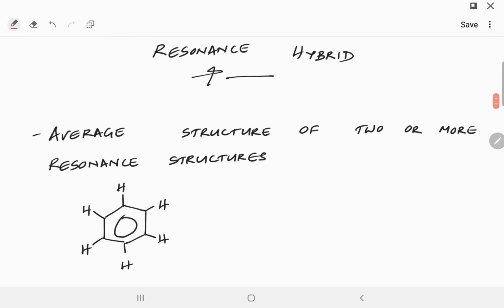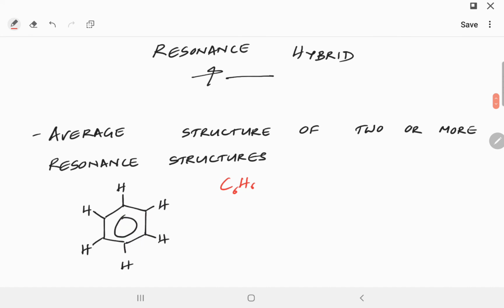And of course, the resonance hybrid is going to be the most stable structure of the molecule, and that is the closest structure to the actual chemical structure of a chemical compound. So in here I have a resonance hybrid for benzene. The benzene chemical formula is C6H6. You can draw the structure for benzene as a hybrid form like this. The six carbons also have six hydrogens, and then you also have a ring in the middle.